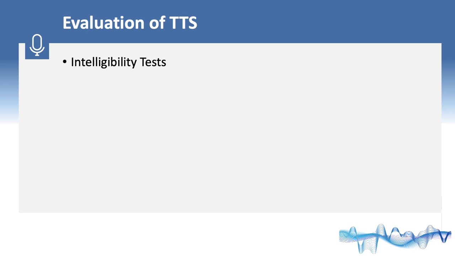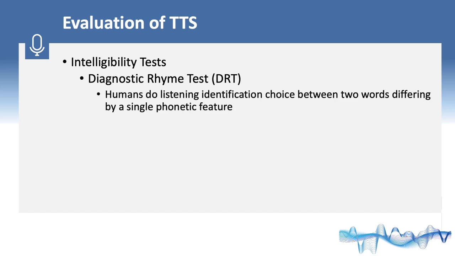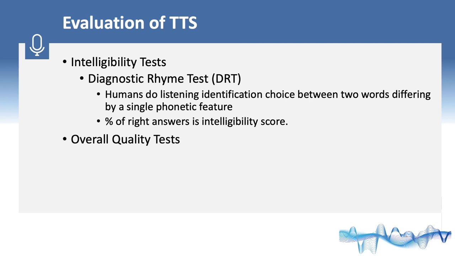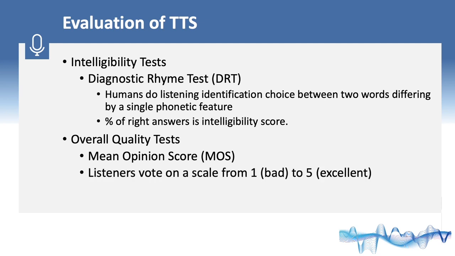Intelligibility tests use the diagnostic rhyme test, DRT, method. Humans do a listening identification choice between 2 words differing by a single phonetic feature. The percent of right answers is the intelligibility score. Overall quality tests use the mean opinion score, MOS, test method. Listeners vote on a scale from 1, bad, to 5, excellent. In preference tests, listeners compare 2 speech samples to prefer A or prefer B.